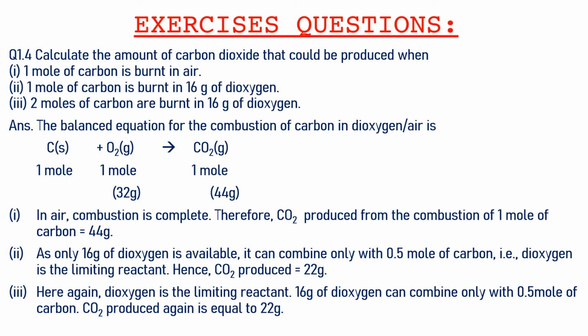Coming to the third one, 2 moles of carbon are burnt in 16 grams of dioxygen. Here we have increased the number of moles of carbon. Again dioxygen is the limiting reactant, because 16 grams of dioxygen can combine with only 0.5 mole of carbon. So again CO2 produced will be 22 grams.